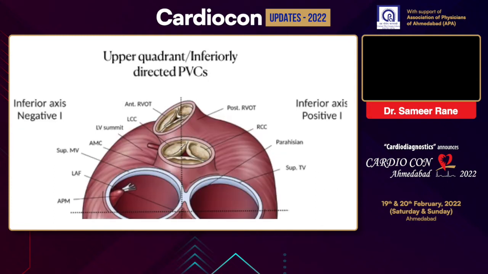The PVCs originating in the upper quadrants record a positive reflection in the inferior leads. AVR and AVL, which are superior leads, also show a negative reflection because of the vectors directed away from them. The PVCs originating from the upper quadrant were further divided into left-sided or right-sided originating PVCs. The right-sided PVCs have a positive reflection in lead 1, while the left-sided PVCs have a negative reflection.